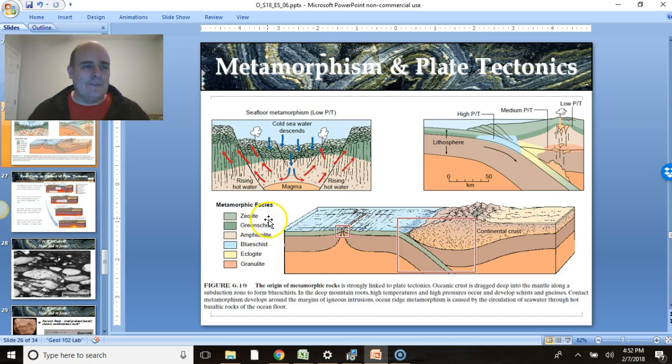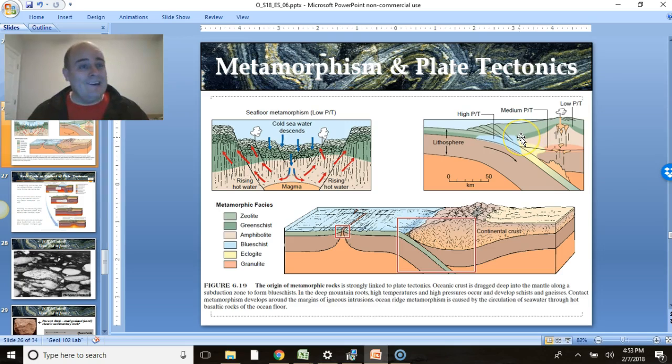I'm not going to ask you to know the different facies from high grade to low grade, but the point is that high grade material will usually be further down, and the lower grade material is further up because of the different pressures associated with them. Now, where metamorphic rocks are really the most prevalent is at convergent plate boundaries. In any convergence, whether ocean-ocean convergence, ocean-continental convergence, or continental-continental, any of those can have metamorphic processes occurring.